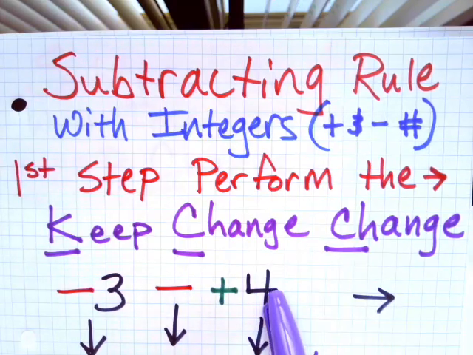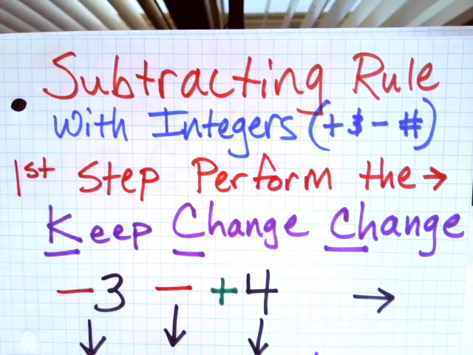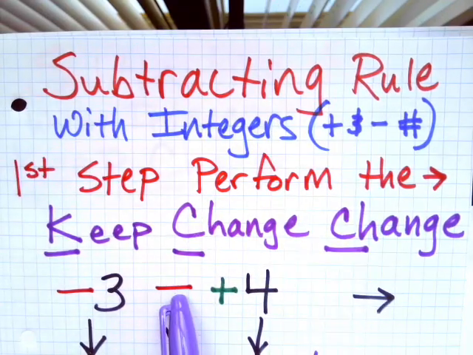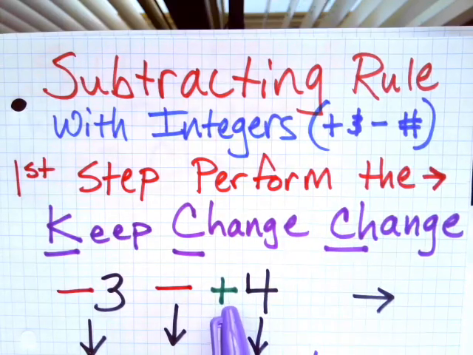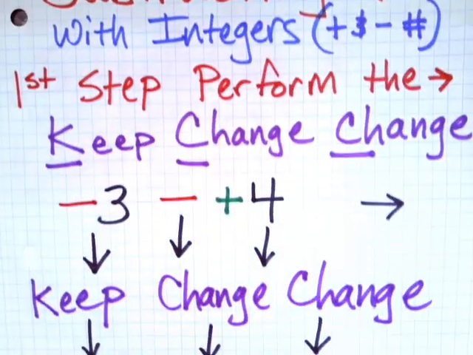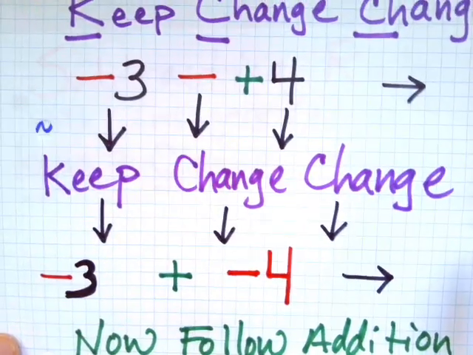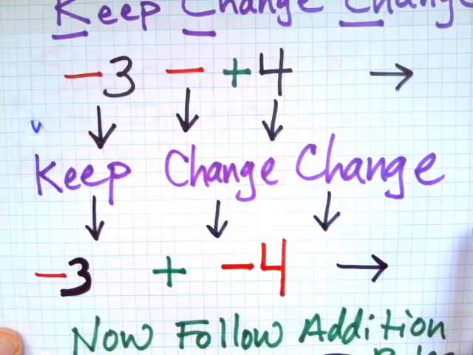All right, so as you can see here, we have a negative 3 minus, or subtracting, a positive 4. So right now, the negative 3, the positive 4, it's not important because we are going to keep a negative 3. We're going to change that subtraction to addition. And in order to do that, we have to change this last term from positive to negative. And then it has become an addition problem.